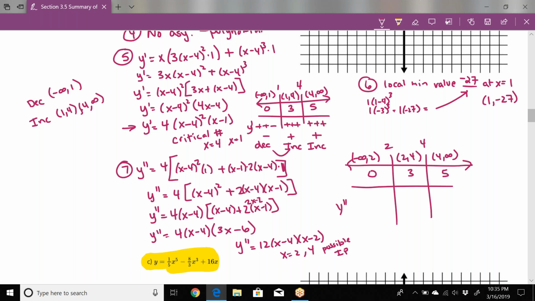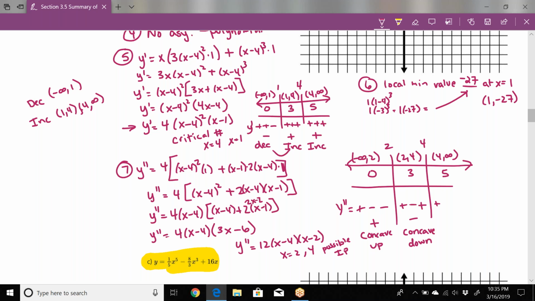And we're going to plug, remember, these into our y double prime. So 12 is always positive. And then plugging in 0 gives me a negative and another negative. Multiply those together, we get a positive. So that means we're concave up in this region. If we plug in 3 here, we'll get a negative in the first one, but a positive in the second one. So that comes out negative, which means we are concave down.